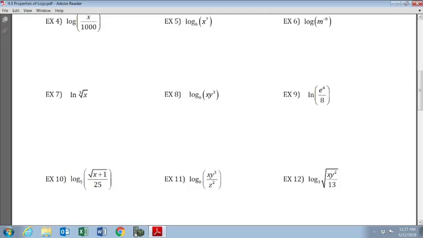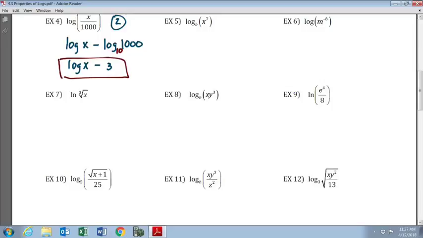All right, example 4. Again, we have the log of a quotient. This is going to be property 2. So the log of x minus the log of 1,000. And this is a base 10 log, the second log here. So we have to ask ourselves, what exponent do we put on a base of 10 to get 1,000? That would be 3. So we can write this as log of x minus 3.